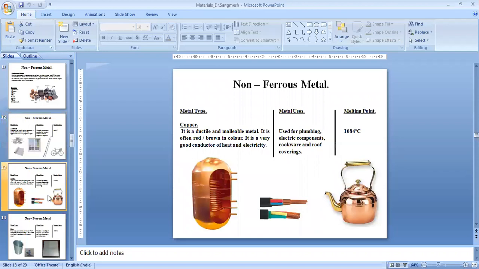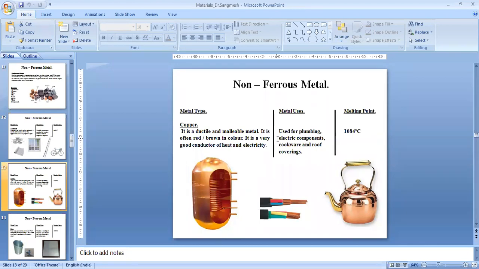Copper, of course, is a non-ferrous metal. It is very ductile in nature. Maybe we have seen nowadays that copper water bottles are very famous. It is very ductile: the moment it falls down from the table, it starts to bend. So that is ductility. It is more ductile and malleable. Malleable in the sense that its shape can be altered very easily.